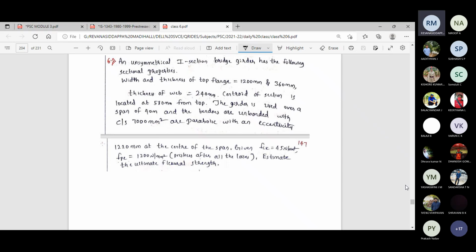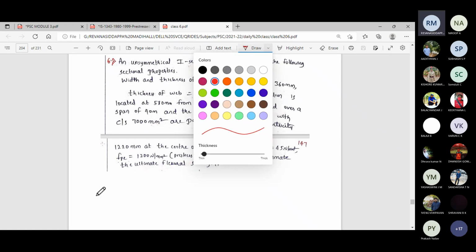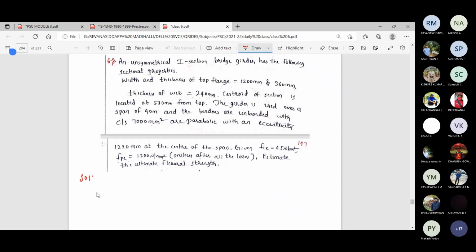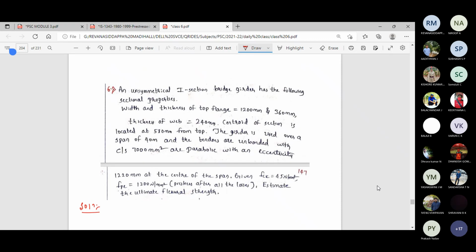Okay. We start solving this. So it is the problem on an unsymmetrical I section. Okay, just go through it. An unsymmetrical I section.